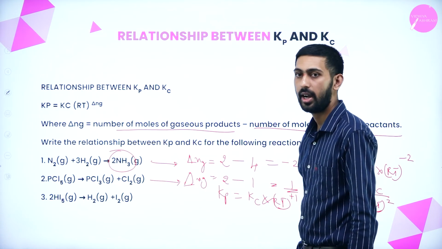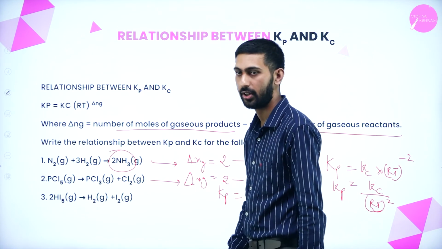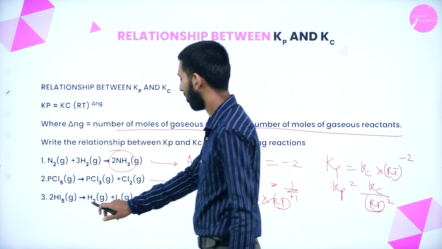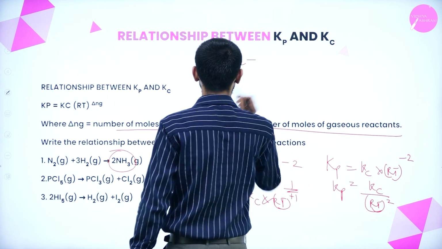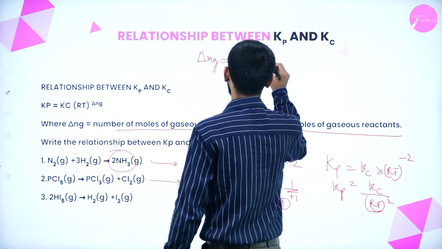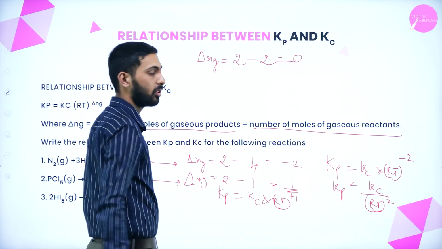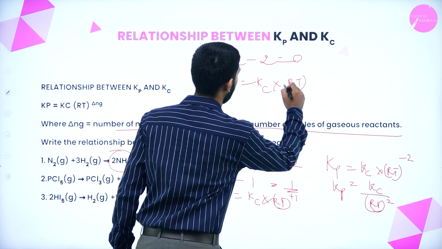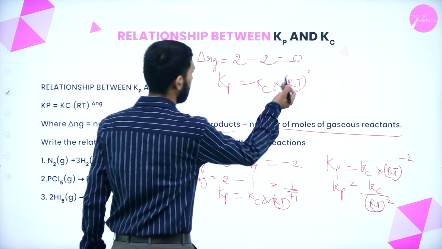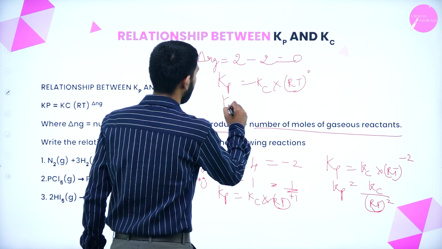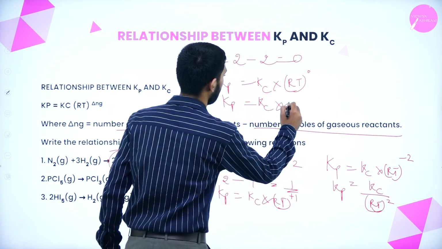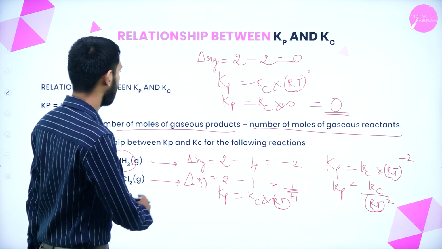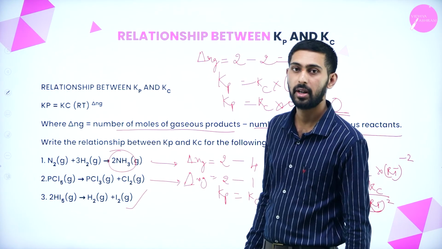Now calculate for hydrogen iodide. If we are calculating for hydrogen iodide, delta Ng is equal to products. How much products have we got? 2, minus reactants. How much have we got? 2. So it will be 0. So Kp is equal to Kc into RT to the power of 0. So RT to the power of 0 means what will we get? We will get 0, right? So Kp will be Kc into 0, so then it will always be 0. This is the relationship for hydrogen iodide.